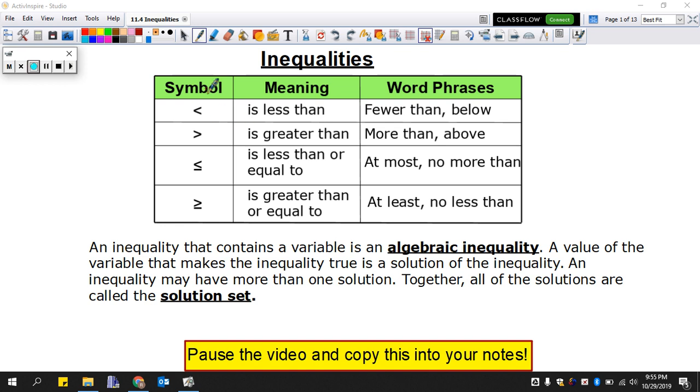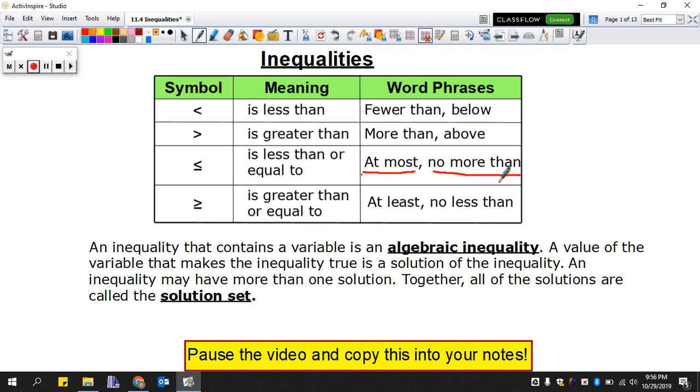All right, this symbol right here means less than, and some of the buzzwords or word phrases associated with less than are fewer than or below. This symbol here is greater than, which some buzzwords are more than or above. This one here, with the less than symbol with the line underneath it, is less than or equal to, and the word phrases are at most or no more than.